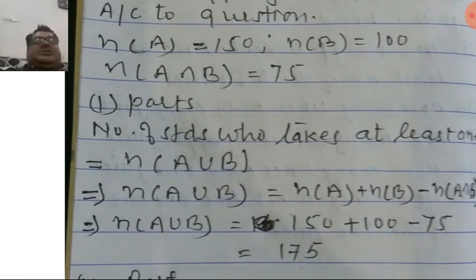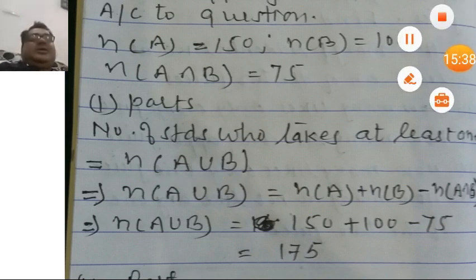Come to the first part of the question, in which you are asked to find the number of students who like at least one of the two. See, here the word at least is used. It means you are asked to find the number of students who like only apple juice, or only orange juice, or both types of juices. That is, you are asked to find the cardinal number of A union B.